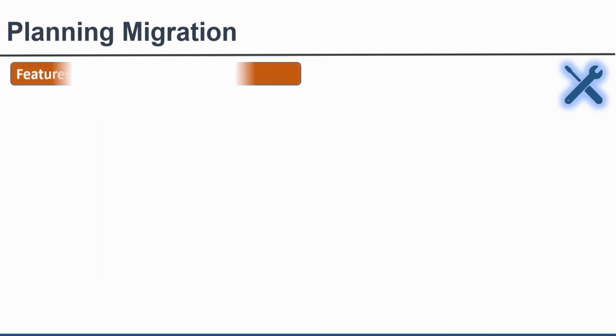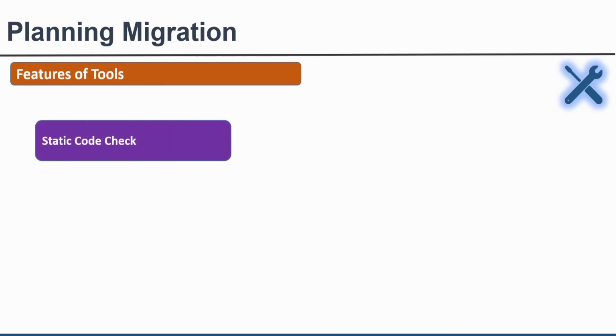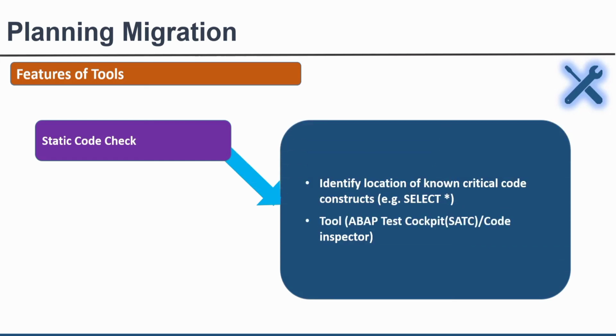Now you can see here the snapshot of features and the tools which support them. The main features are divided into three. First one is static code check. It identifies location of non-critical code constructs, for example, SELECT star. The tool which is supporting it is ABAP Test Cockpit or Code Inspector.